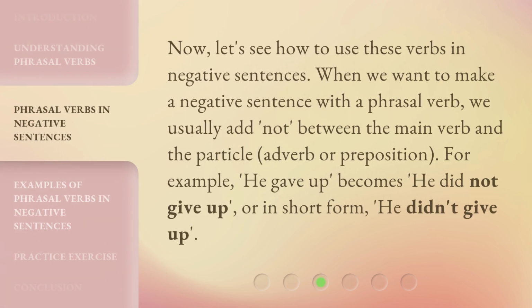Now, let's see how to use these verbs in negative sentences. When we want to make a negative sentence with a phrasal verb, we usually add not between the main verb and the particle, adverb or preposition. For example, he gave up becomes he did not give up, or in short form, he didn't give up.